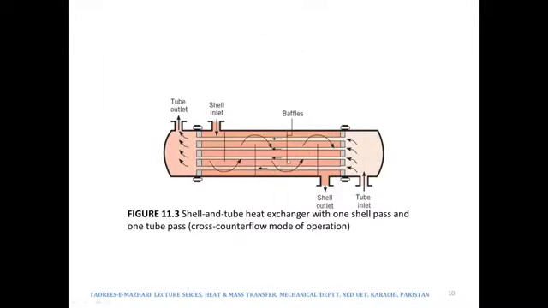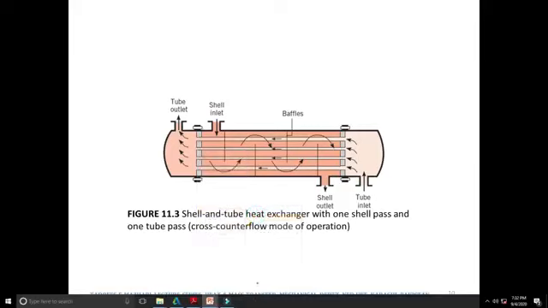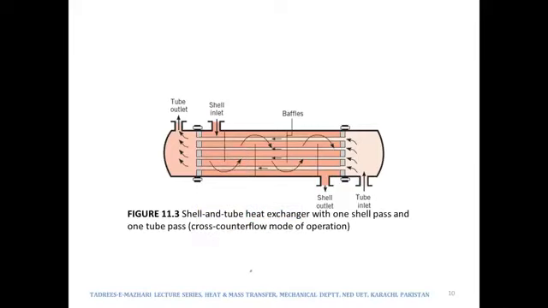Now over here we are being shown this particular heat exchanger, the shell and tube heat exchanger, which we have just discussed a couple of slides earlier. I have taken this figure from Incropera and DeWitt. It's figure 11.3 of our book, but it has a very interesting caption. It says it is a shell and tube heat exchanger, which we have already discussed, so there is no point in discussing it again, with one shell pass and one tube pass.